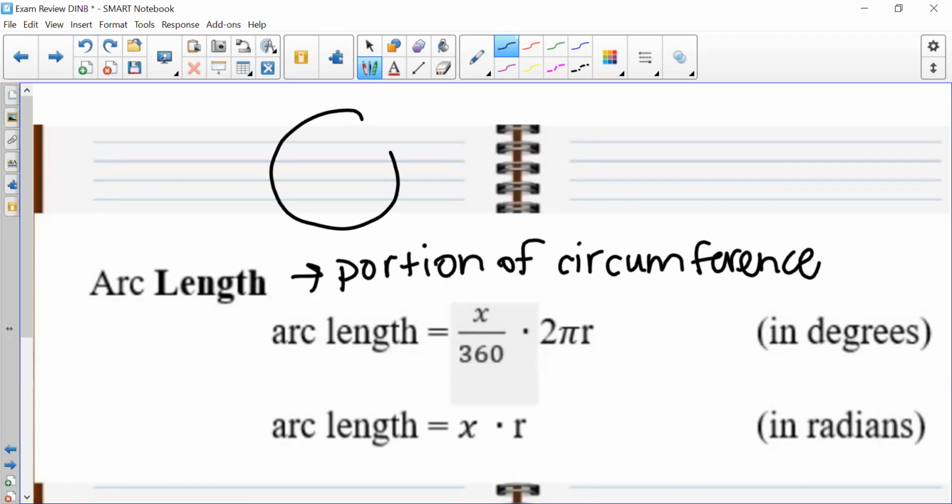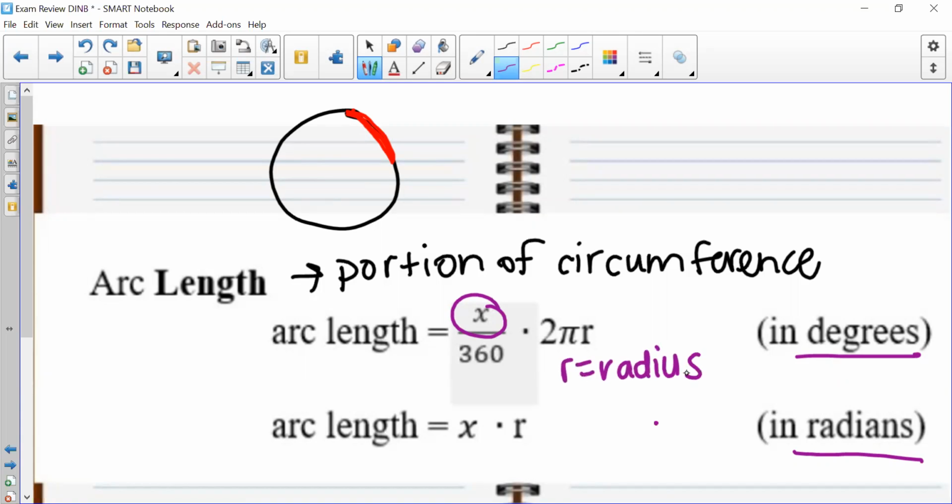So if you're looking at a circle and you wanted to talk about arc length, you would just be tracing a portion of the circle instead of tracing the entire circle. We did formulas for arc length in both degrees and radians. In degrees, you take the angle they gave you over 360 times 2 pi r, where r is the radius, and that equals the arc length. In radians, the formula is a little easier: you just take the angle in radians times the radius, and that gives you the arc length. Okay.